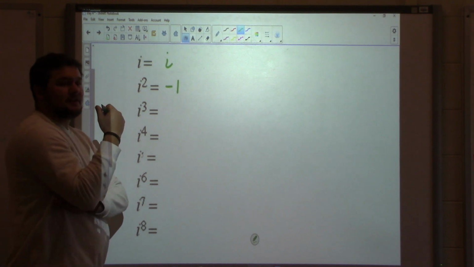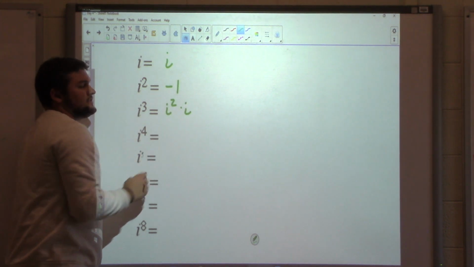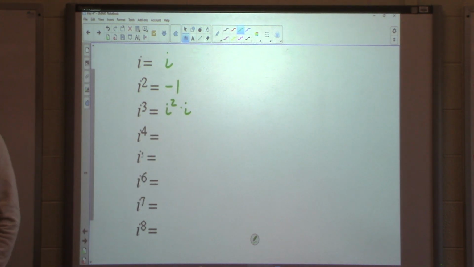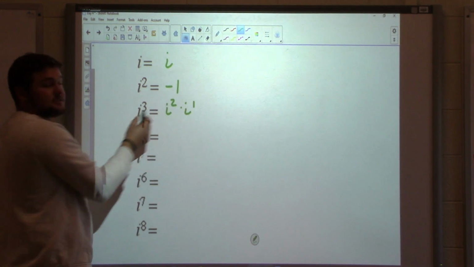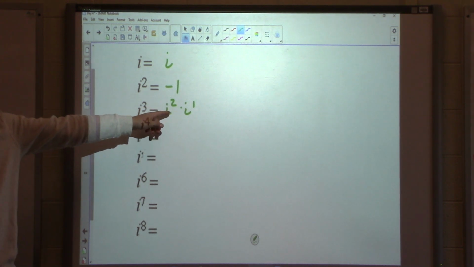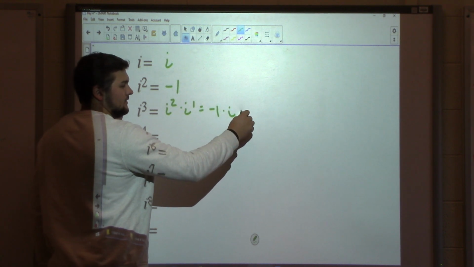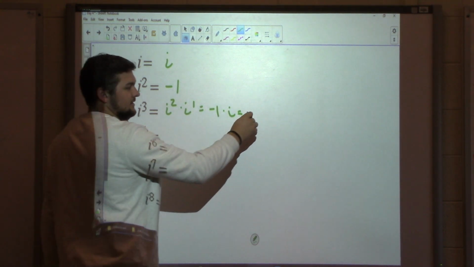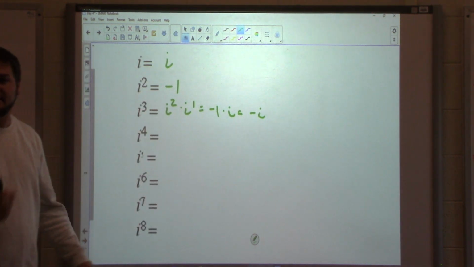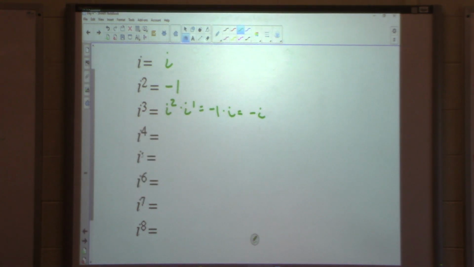i cubed. Let's look at it. Do we all agree that that's the same as i squared times i? Remember when I multiply things that have exponents, I add their exponents? Okay, so we all agree that i squared times i is the same as i cubed. It's going to be i times i times i. What's i squared equal? -1. So if I replace it with -1, it's going to be -1 times i. -1i, or just -i. i cubed equals -i.